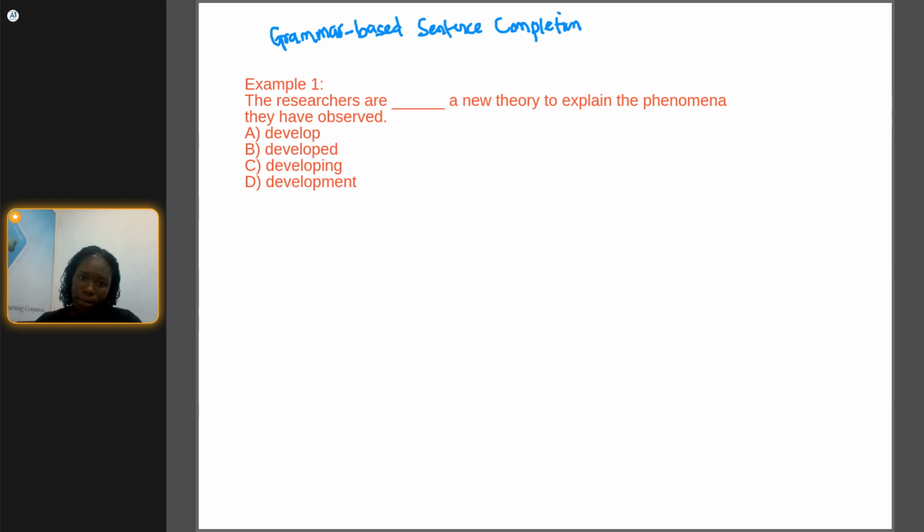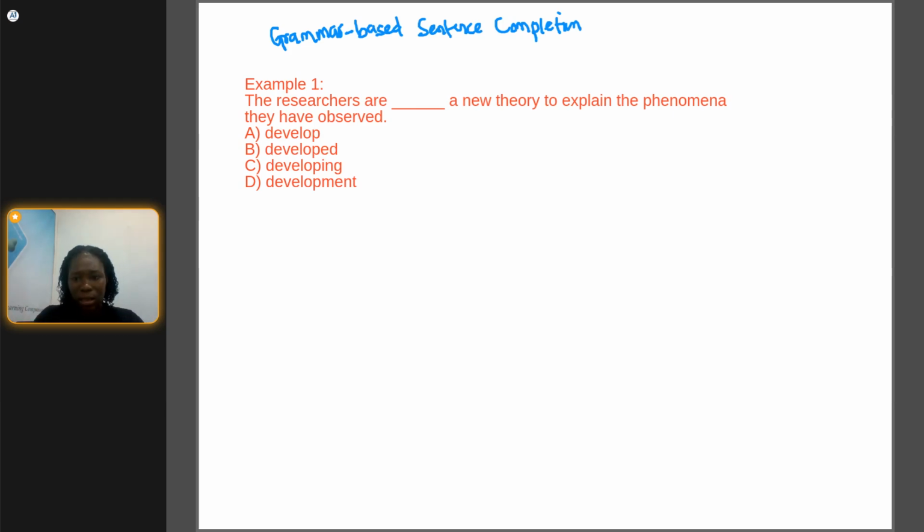Option A is the present tense. Option B is a past tense. Option C is a continuous tense. And option D is a noun. This is not even part of the verb. So when you talk about verb tense, the verb needs to be in the present continuous form because the action is happening.